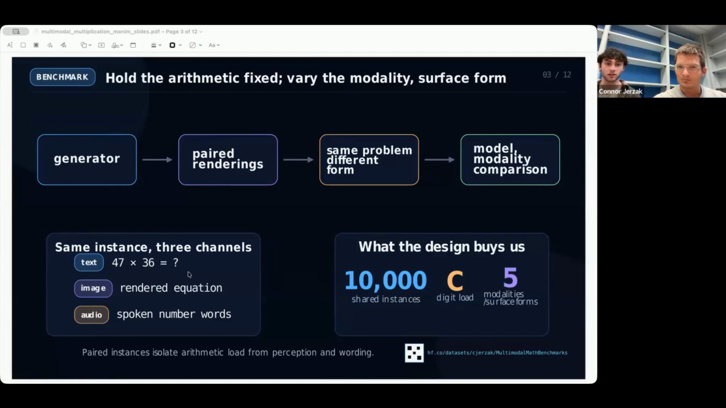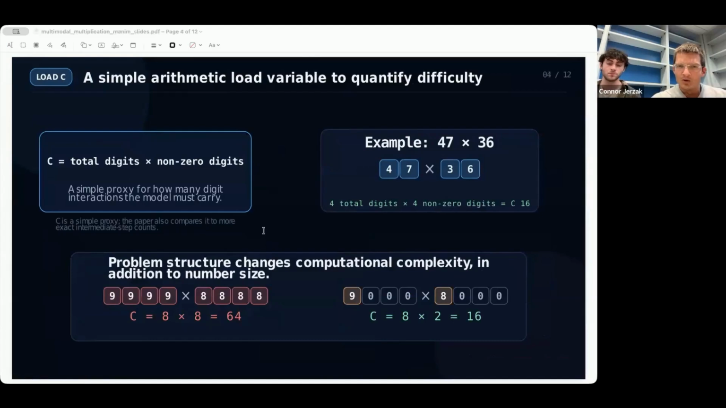Now we need one scale for arithmetic difficulty. We will here, therefore, define arithmetic load, C, as simply total digits times non-zero digits. For example, for 47 times 36, there are 4 digits total and 4 non-zero digits, so C equals 16. This C metric is not perfect. It ignores some carries and shortcuts, but it captures broadly how many digit multiplications the model has to carry in its internal algorithm computing these problems.